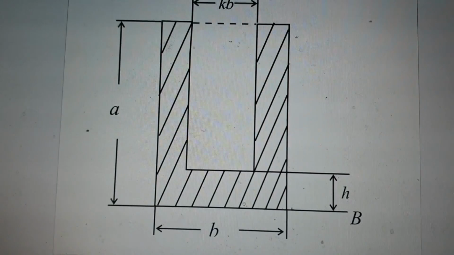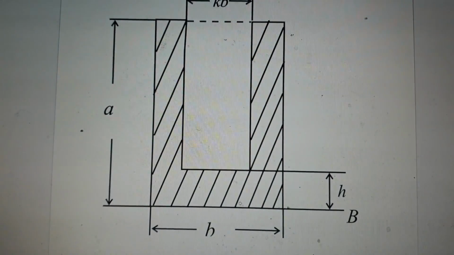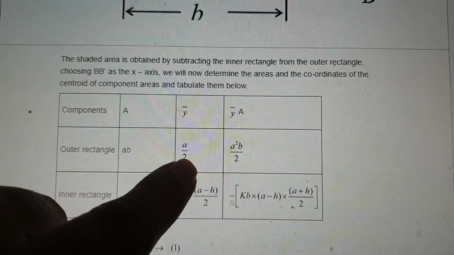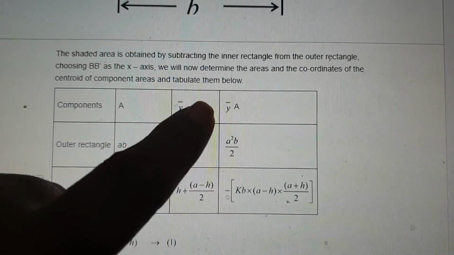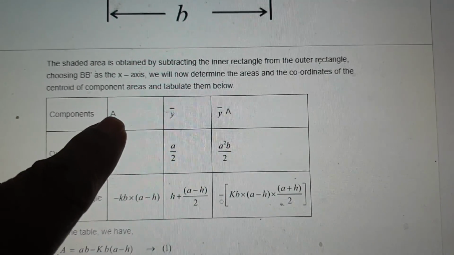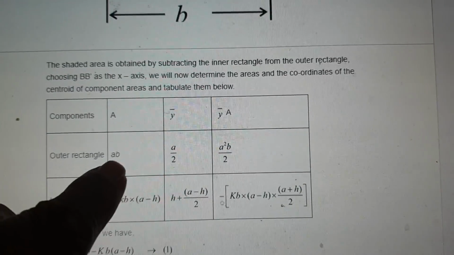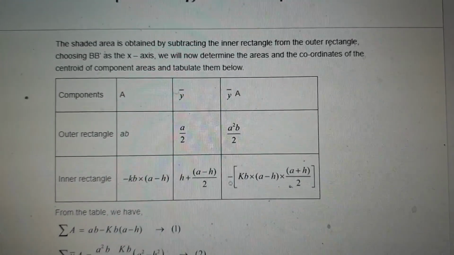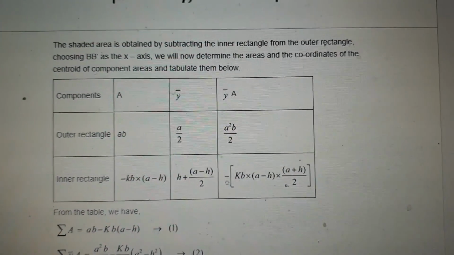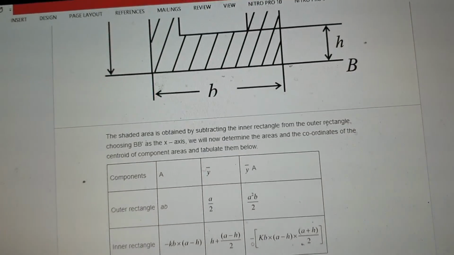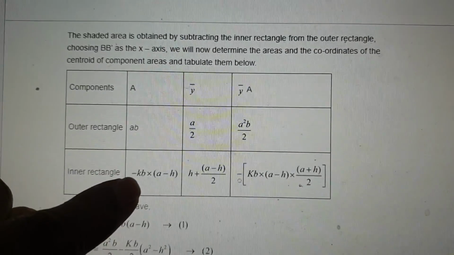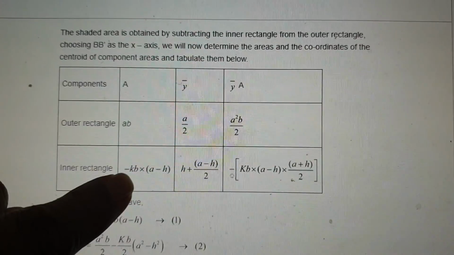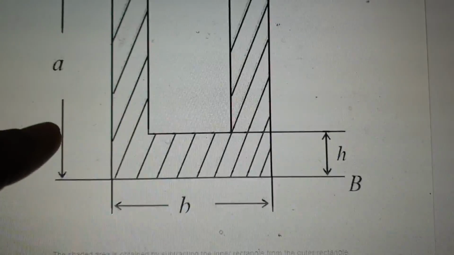So the y prime is A over 2. Now, the third column, you multiply y prime times A. So AB times A over 2, it's A squared times B over 2. Nice? Now, let's look for the other area, which is the inner rectangular, the open rectangular. And that's why I will start with a minus, because I'm going to subtract it from the total rectangular, from the outer rectangular.